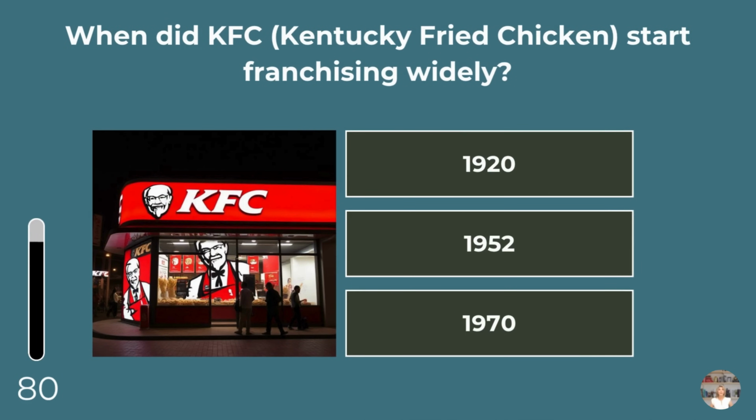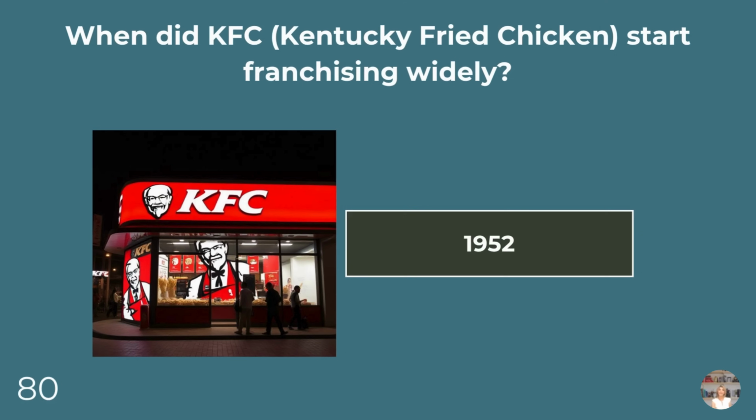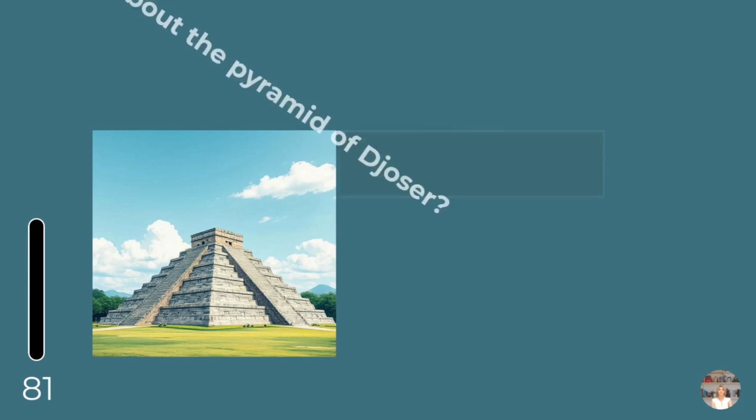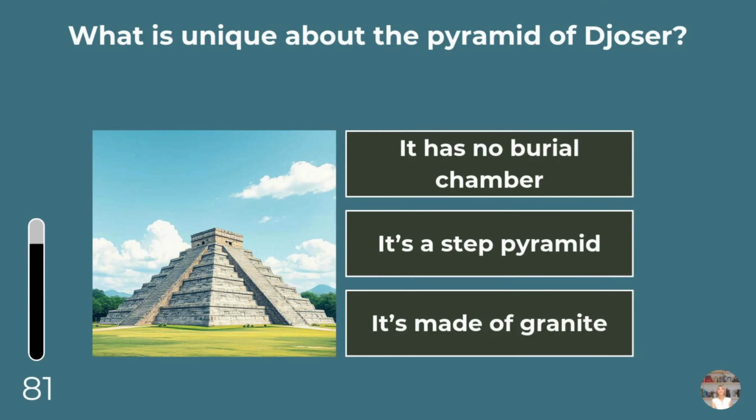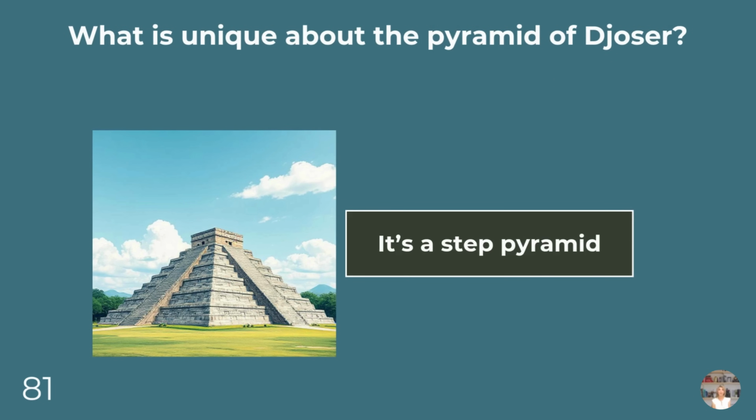When did KFC start franchising widely? 1920, 1952, or 1970? 1952. What is unique about the Pyramid of Djoser? It has no burial chamber, it's a step pyramid, or it's made of granite. It's a step pyramid.